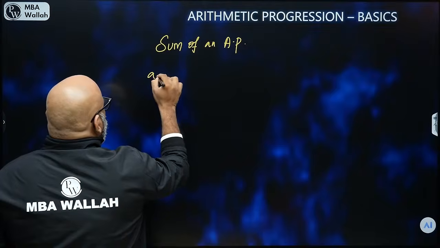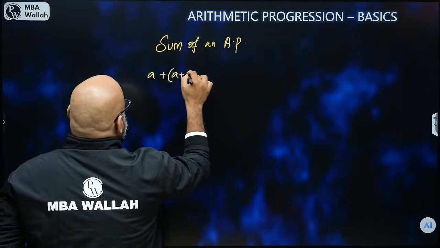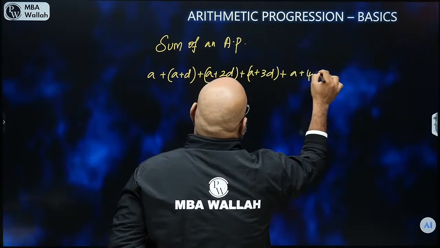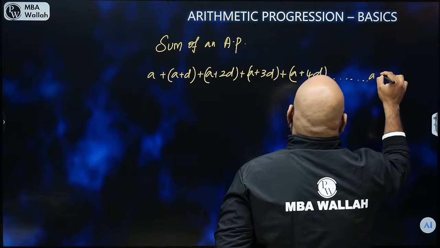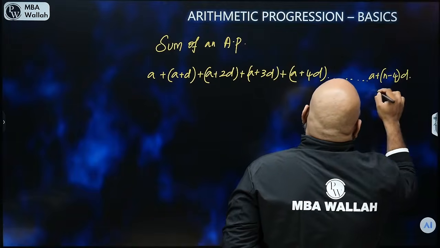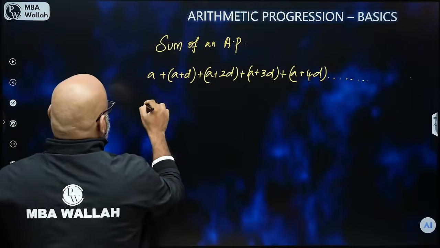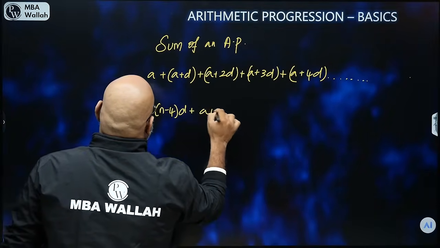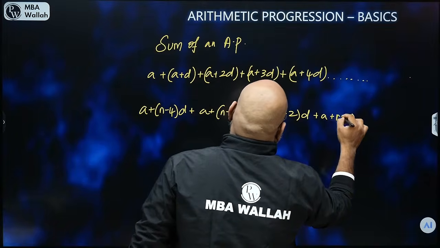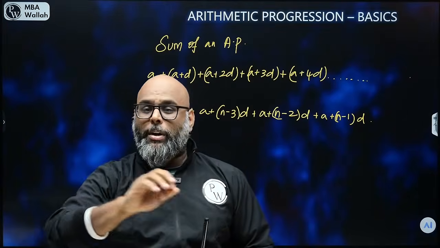I'm going to say A plus D plus A plus 2D plus A plus 3D plus A plus 4D, and so on, up to A plus (n minus 4) into D plus A plus (n minus 3) into D plus A plus (n minus 2) into D plus A plus (n minus 1) into D. I would happily give you the formula, but it is crucial you get this idea, right?